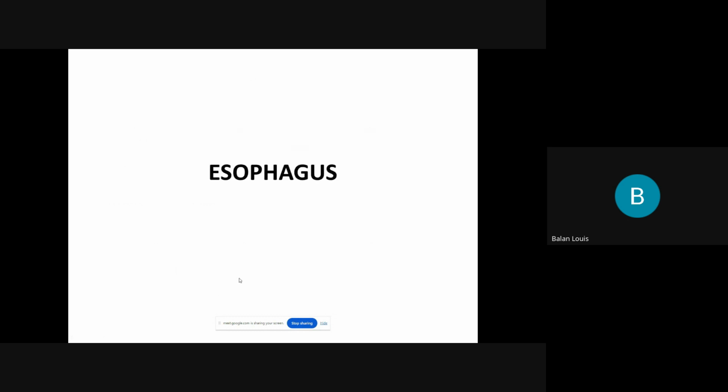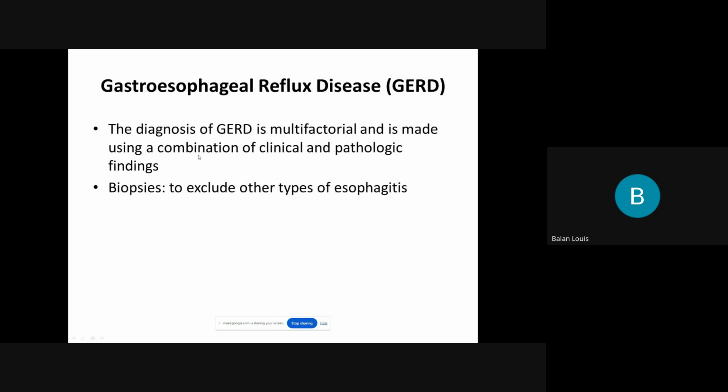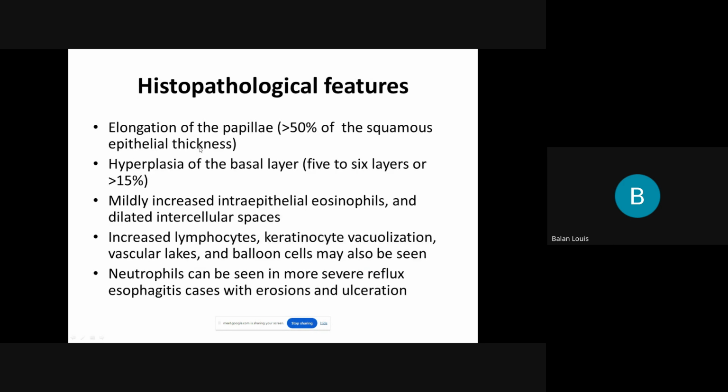So, coming to the esophagus, the commonly encountered disease which we routinely see is gastroesophageal reflux, which is called GERD. And the etiology is multifactorial. The main indication of biopsy is not to prove that there is GERD, but to exclude other types of esophagitis. However, there are some characteristic features of GERD.